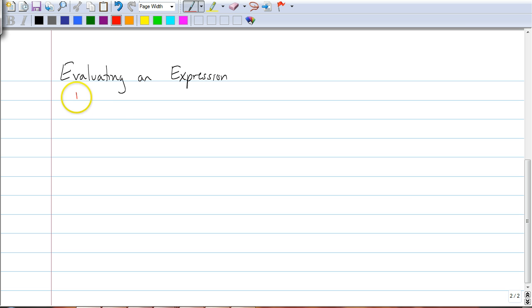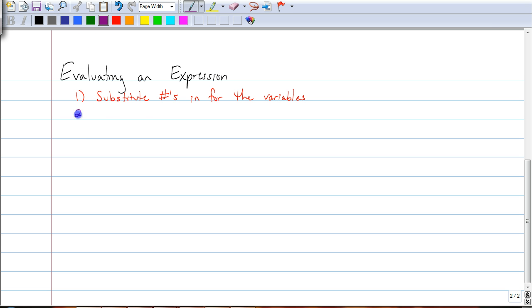The first step is going to be substitute numbers in for the variables. And by the way, they'll always tell you what to substitute in. They'll tell you that a equals 3 and b equals 12 and to plug them in. So you don't have to worry about finding out what those values are. They'll give you those values.